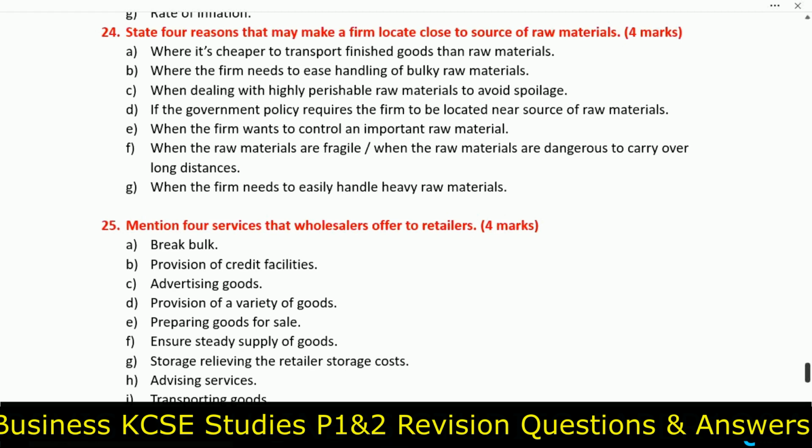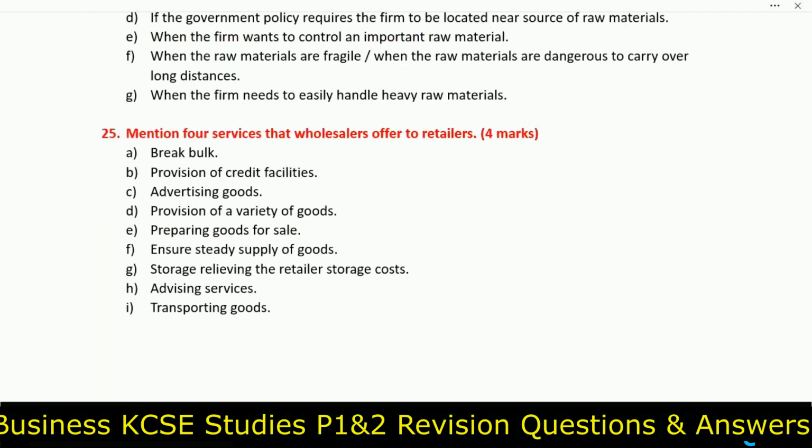Question number 25, we are almost through. We are told mention 4 services that wholesalers offer to retailers. Number 1, break bulk. Number 2, provision of credit facilities. Number 3, advertising goods. Next, provision of a variety of goods. Next, preparing goods for sale. Next, ensure steady supply of goods. Relieving the retailer of storage costs. Next, advisory services. Next, transporting goods.